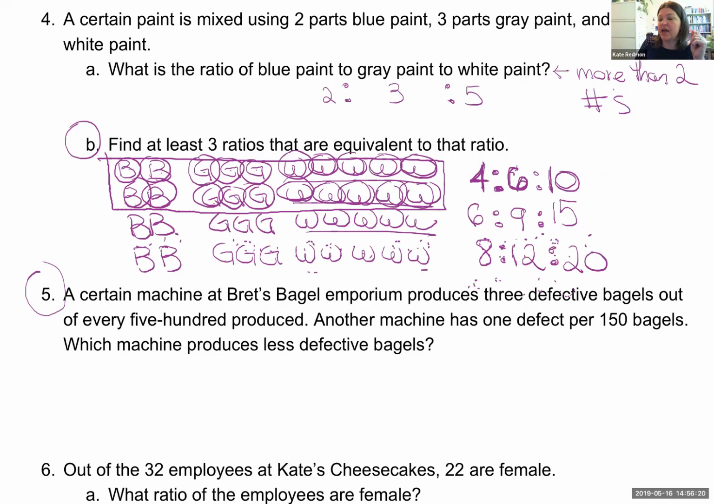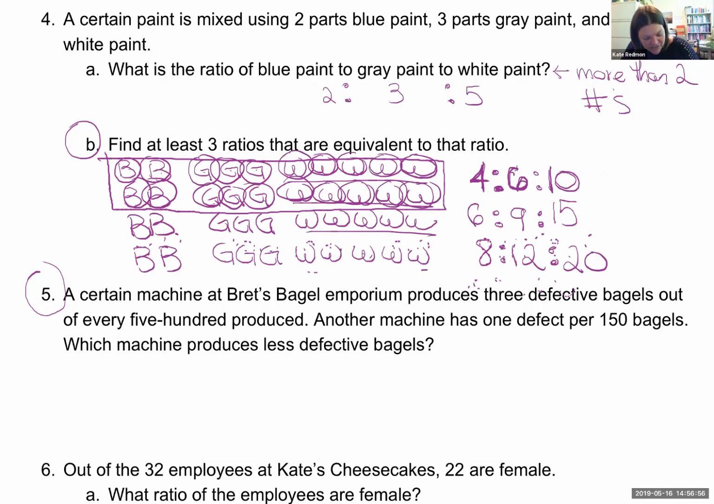A certain machine at Brett's Bagel Emporium produces 3 defective bagels out of every 500 produced. Okay. Another machine has 1 defect per 150 bagels. And then I want to know which machine produces less defective bagels. I'm asking you to compare ratios. The GED loves having you compare fractions, decimals, ratios, slope. It's their favorite. So this is so GED typical. Okay, so how do we even compare a ratio?